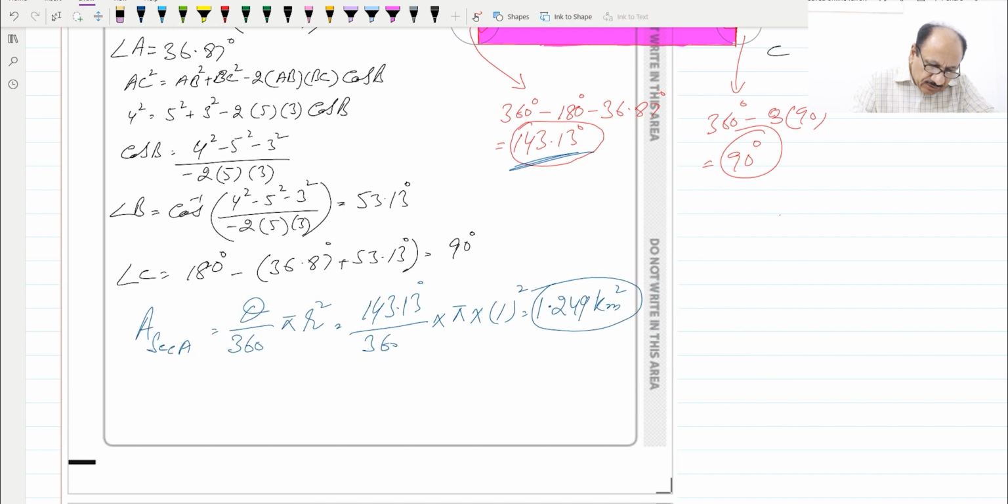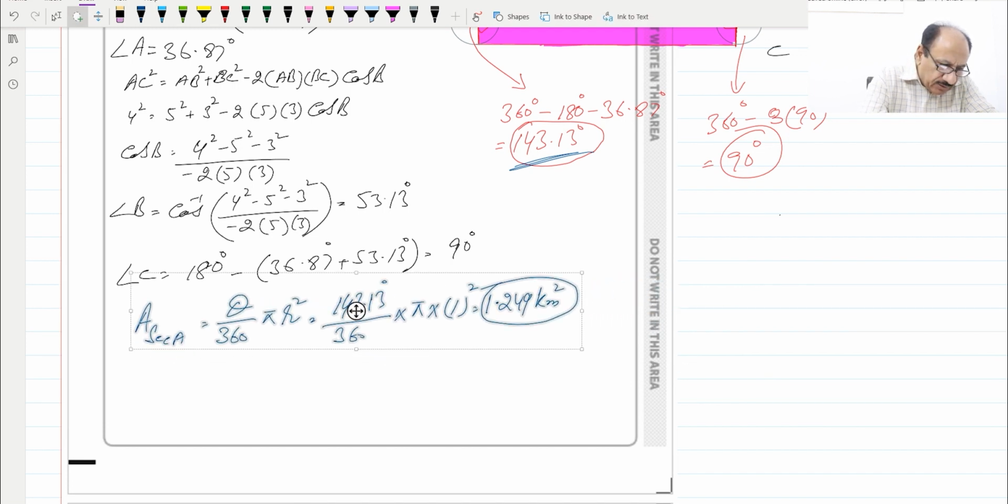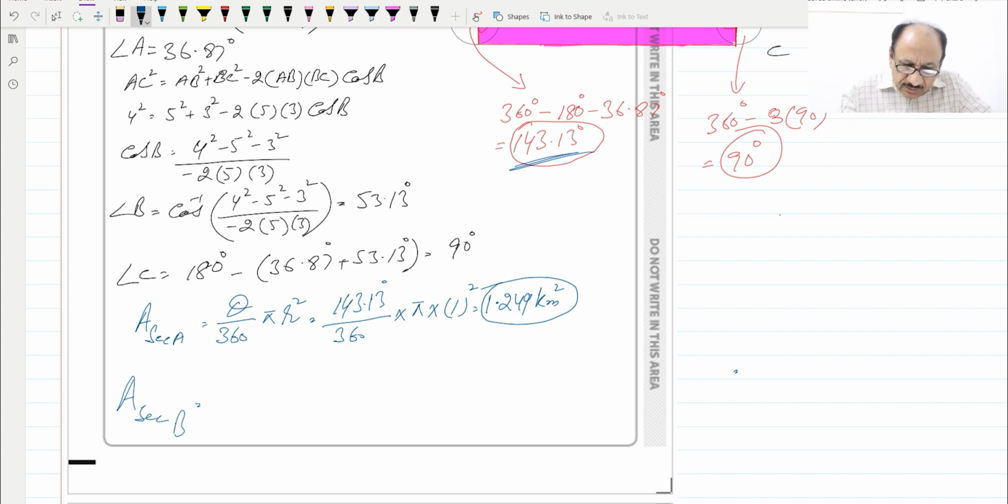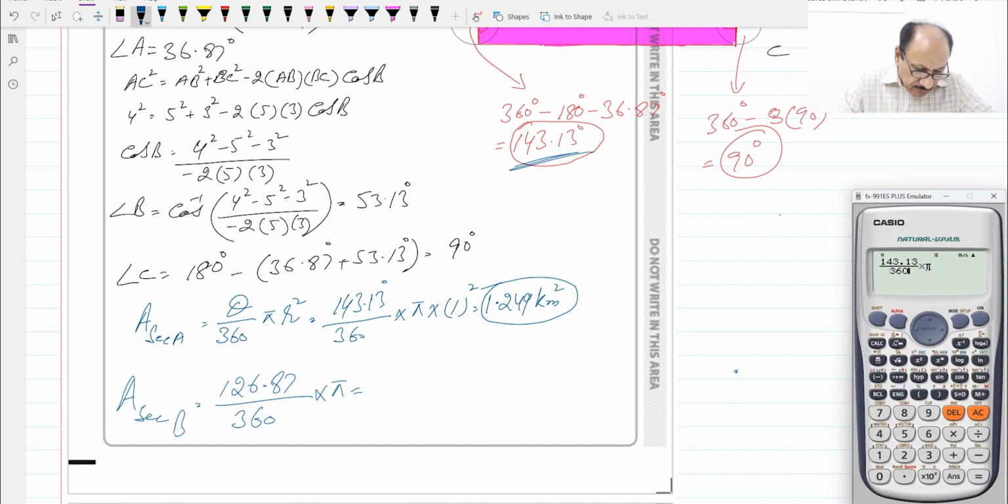So area of sector B we can find here. We can write area of sector B will be equal to, again, the same formula. This formula we will be using, and I'll be replacing the values. For B angle we can take 126.87, so 126.87 divided by 360 into pi, and 1 square no need to write, so we will be replacing here.